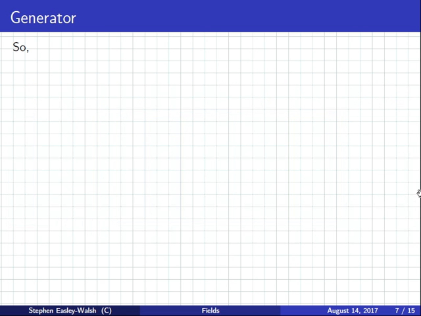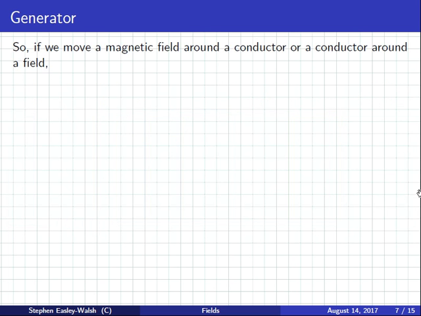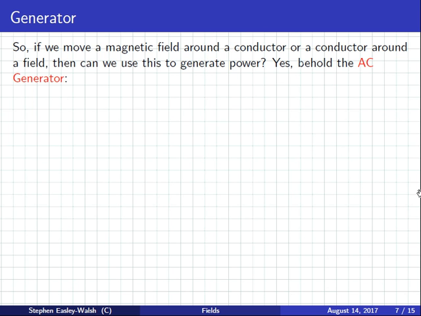So, if we move a magnetic field around a conductor, or a conductor around a magnetic field, then can we use this to generate power? So last time we saw that by moving a current we would get a force, and we can use this to make a motor. Today we ask, can we move the magnetic field to make a current? In other words, to make electricity. And the answer is yes, which is called the AC generator. And this is what the picture looks like.